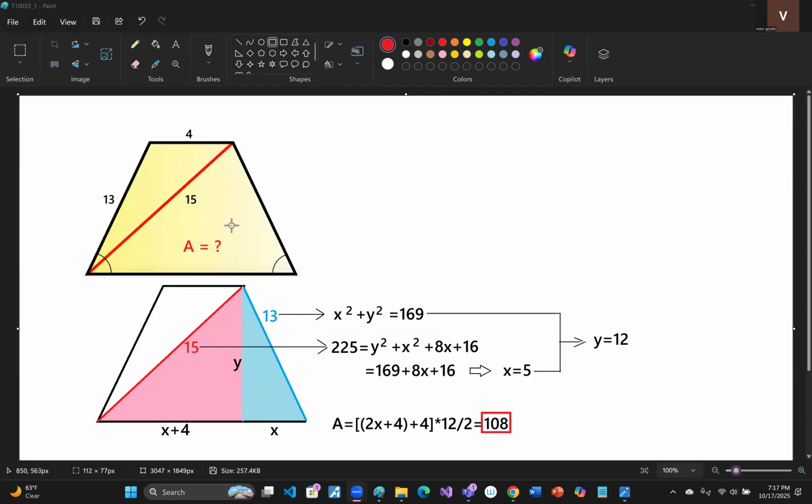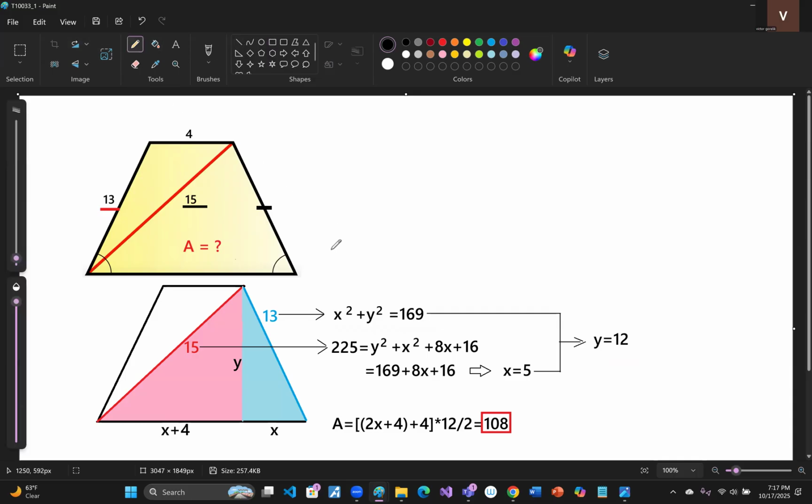We have a trapezoid with equal sides of length 13. The diagonal has length 15, and the upper base has length 4. Find the area of the trapezoid.